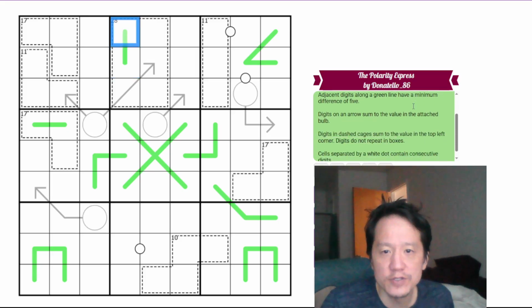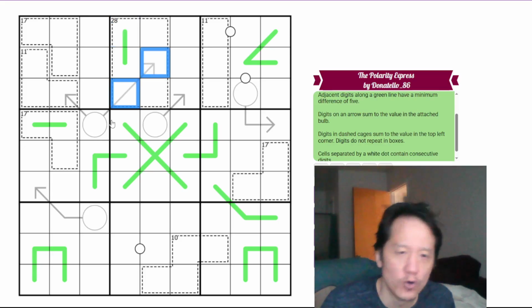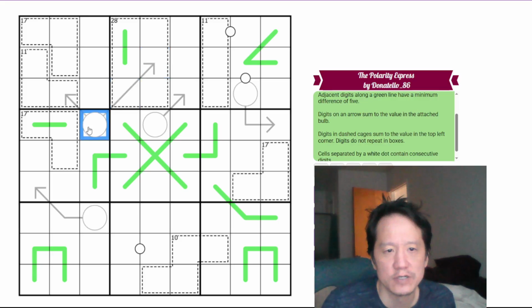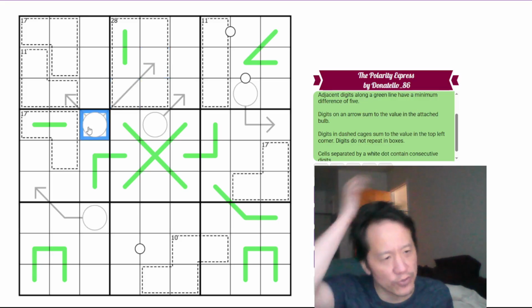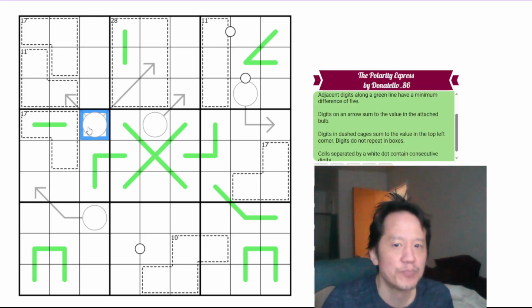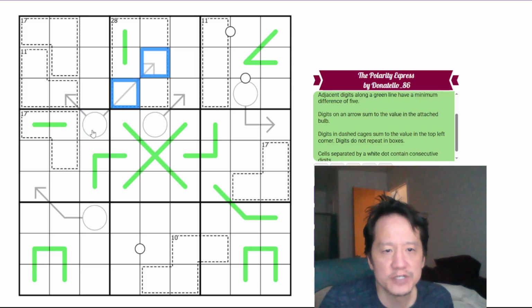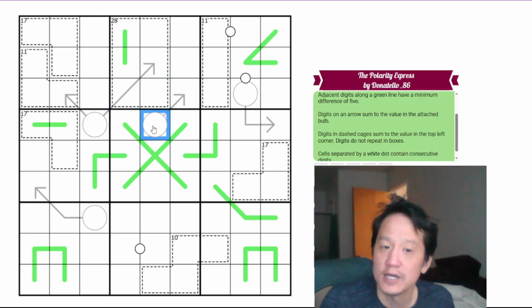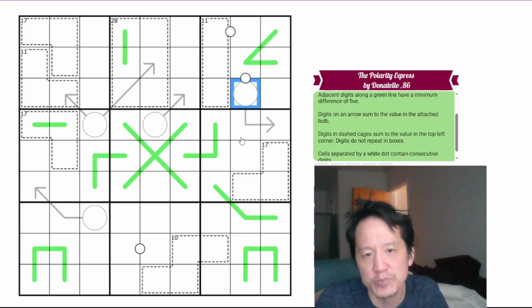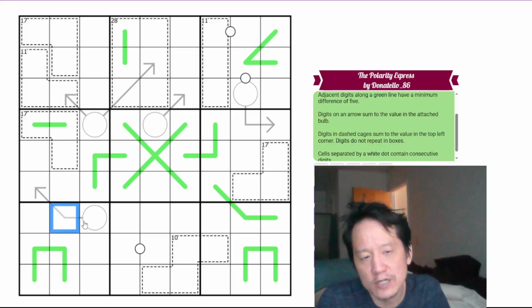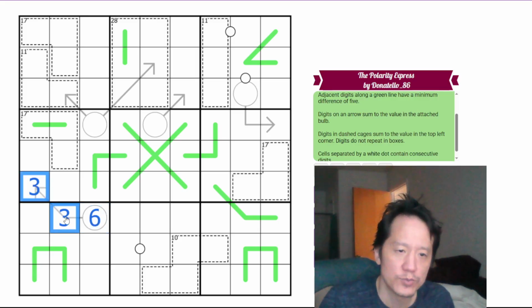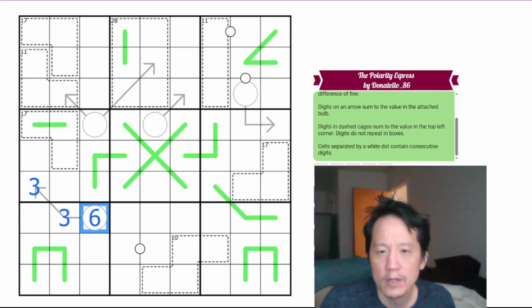We also have digits on an arrow sum to the value in the attached bulb, but I usually like saying circle because bulb is usually equated with thermometers. So that would mean that these two digits must add up to what this digit is. This digit must add up to what that digit is. These two digits must add up to that digit. As an example, you could have 3 and 3, and this is 6. That would work because 3 and 3 add up to 6. And that's how arrows work.